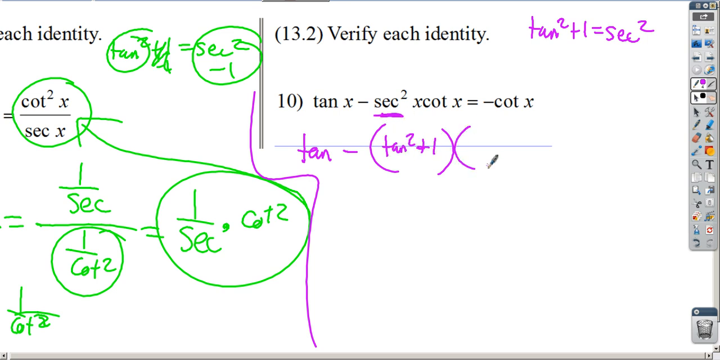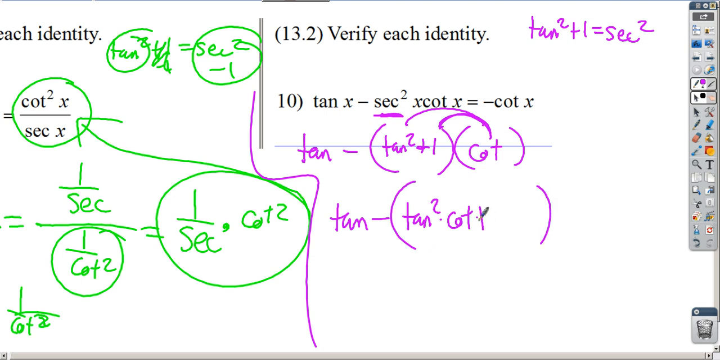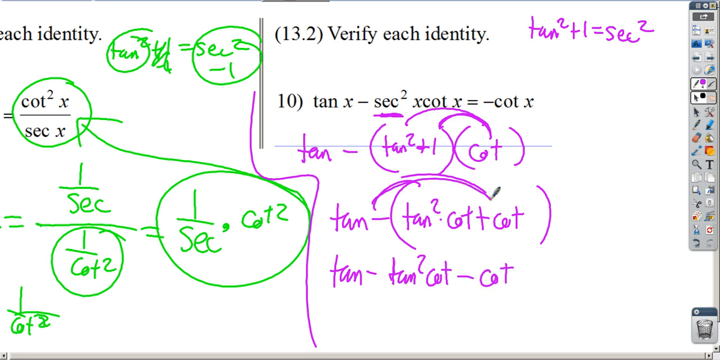That's an identity, times cotan. Okay, then let's distribute this. So we're going to have tan minus tan squared times cotan, and then cotan times 1 would be cotan. I'm actually going to put this in parentheses because we have this minus that's going to have to be distributed. So tan minus tan squared cotan minus cotan, because the minus again is getting distributed right there.